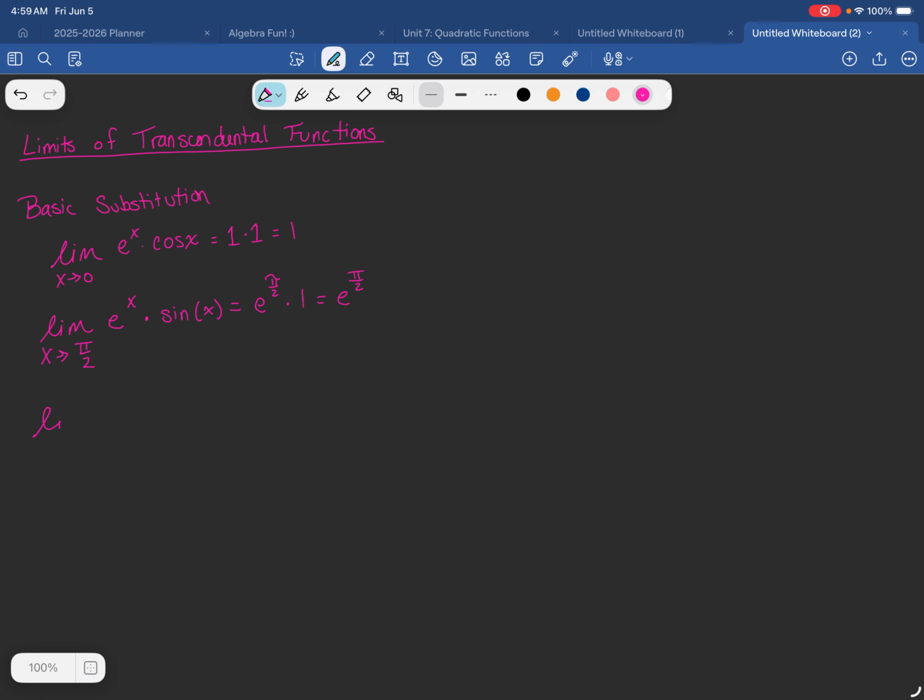Last one, let's do the limit as x approaches 4 of the natural log of x subtract 3, multiplied by e to the x plus 1. Again, it looks super complicated. You look at it and you're like, there's no way I can do this. However, we just substitute in. We have the natural log of 4 subtract 3 times e to the 5th.